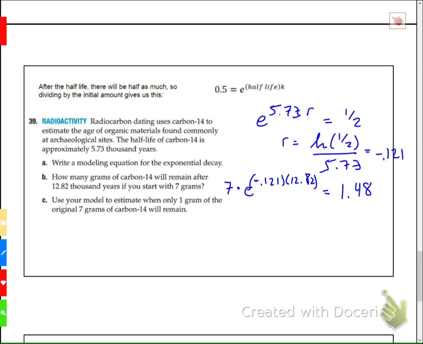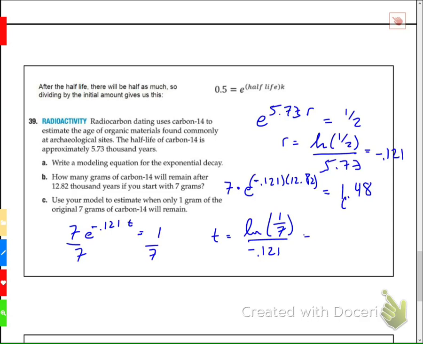All right, now let's see how long it's going to take to get down to 1 gram. There's not a whole lot left after 7 years, but remember, this decays in proportion to how much we have, so its decay is going to slow down. Just like exponential growth speeds up the longer it goes, exponential decay slows down as we go. So we'll set 7e to the negative 0.121 t equaled 1. I'm going to divide both sides by 7, take the natural log both sides, and then divide by the rate. I'm kind of skipping steps here because I've done the exact same steps so many times in a row now.